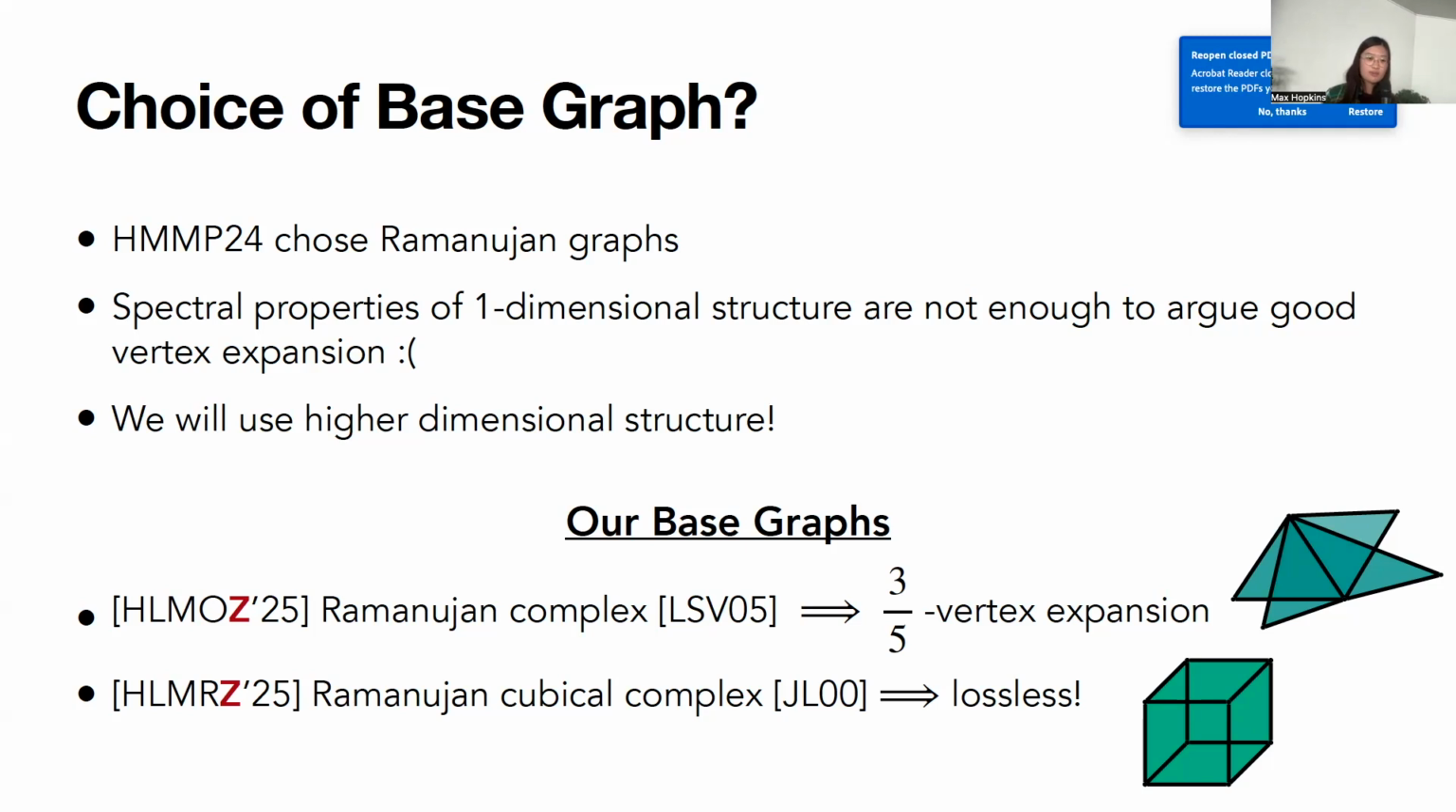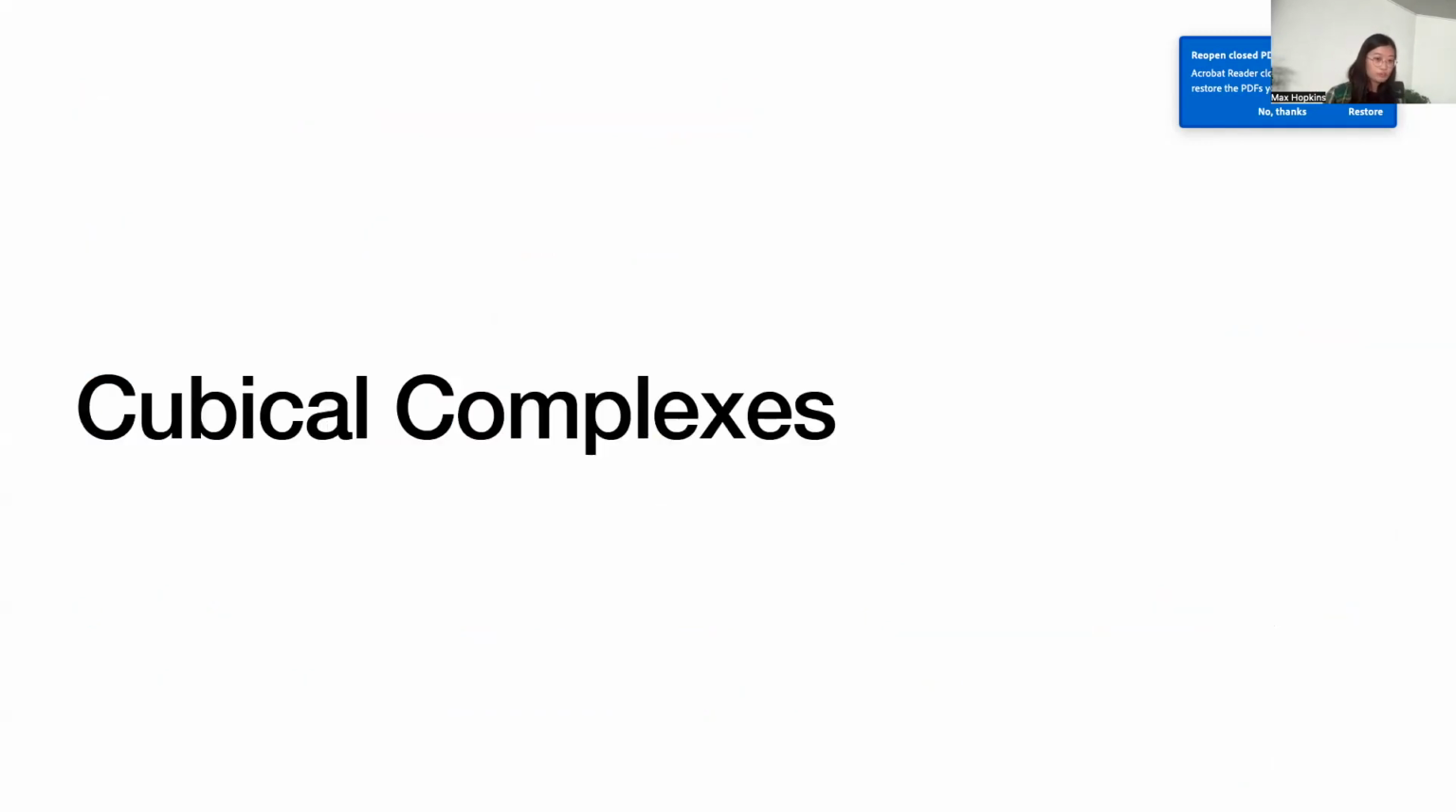Okay, so for the rest of the talk, I'm just going to tell you about the second result. This is a lossless result. And if you want to hear more about the first one, I'll be talking about it tomorrow during the stock program. Okay, so the Ramanujan cubical complex, let me tell you what that is.